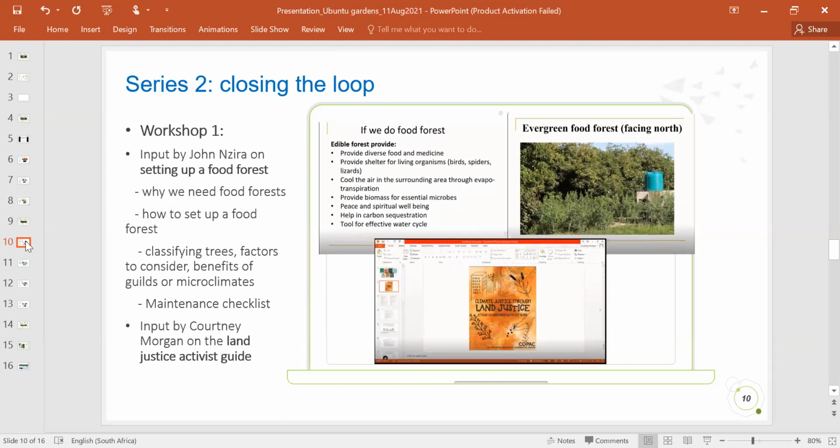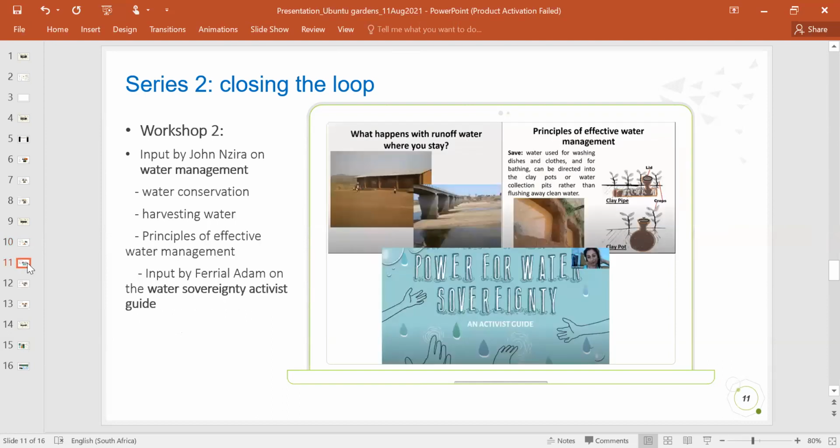And this one was also about land. This is the Land Justice Guide, which we produced, and Courtney Morgan just gave an introduction to that. As I said, I will share all the links to these resources, so you'll be able to read that and also watch more about it if you watch this video. Second workshop, we had input by John on water management, looking at water conservation, harvesting water, principles of effective water management. And then we had Ferial Adam give us an introduction to water sovereignty and the Water Sovereignty Activist Guide.